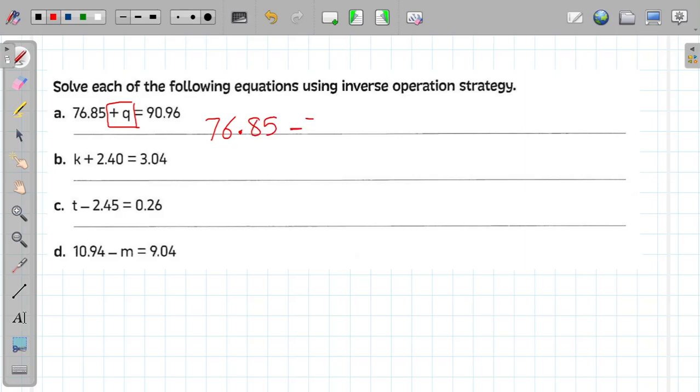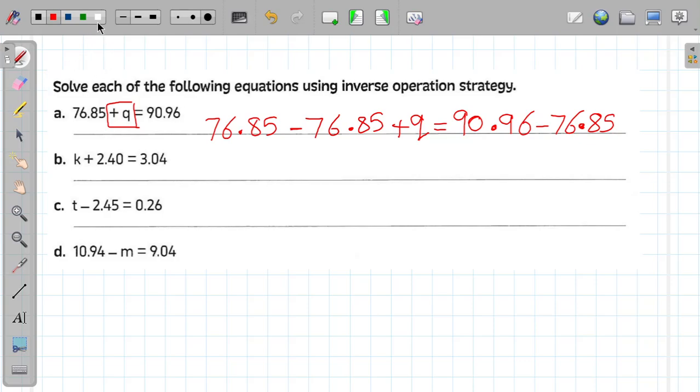It will be like this: 76.85 plus Q equals 90.96, and I will write minus 76.85 on both sides, because I will subtract 76.85 from both sides.